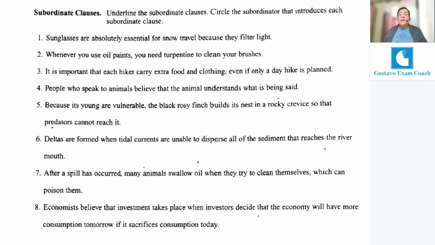It says, underline the subordinate clauses in the sentences below. Circle the subordinator that introduces each subordinate clause. Okay, you have 8 sentences here. You need to underline all subordinate clauses you may find and identify the subordinator, which is the initial word in a subordinate clause, the word or set of words, in some cases, that is immediately before the subject of the subordinate clause.